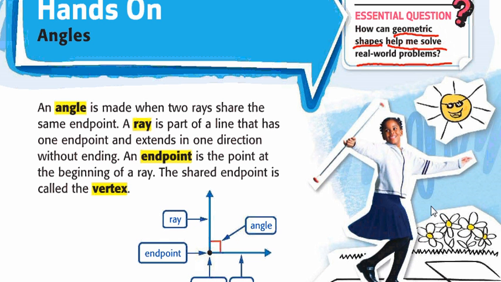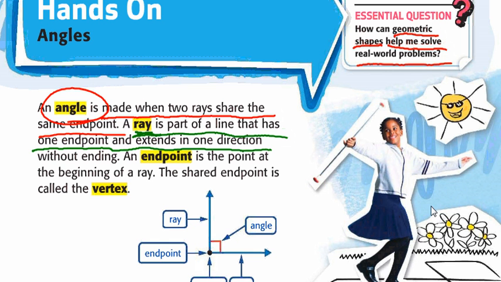The first word I want you to get familiar with is the word angle. It says that an angle is made when two rays share the same endpoint. Now, you might be thinking to yourself, what exactly does that mean? Well, a ray is part of a line that has one endpoint and extends in one direction without ending. Now, what does that mean?